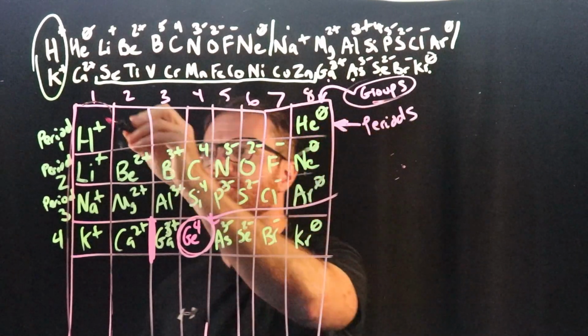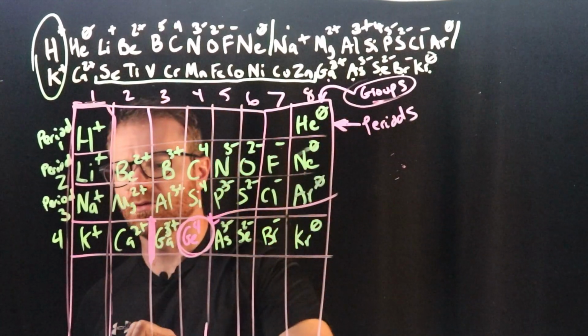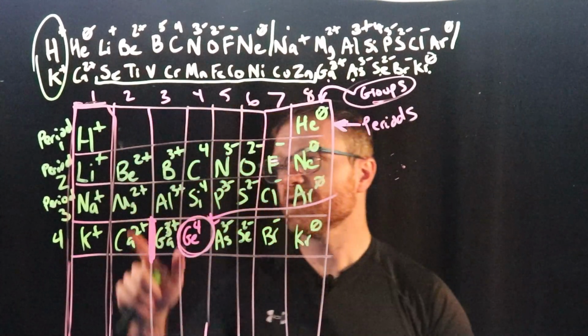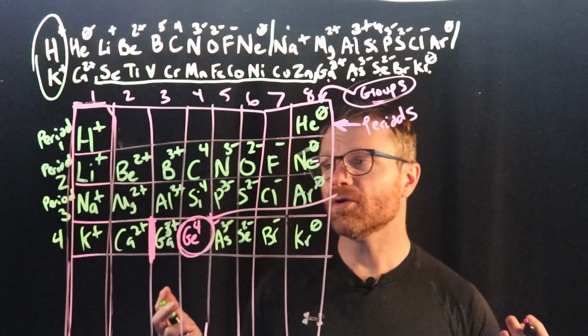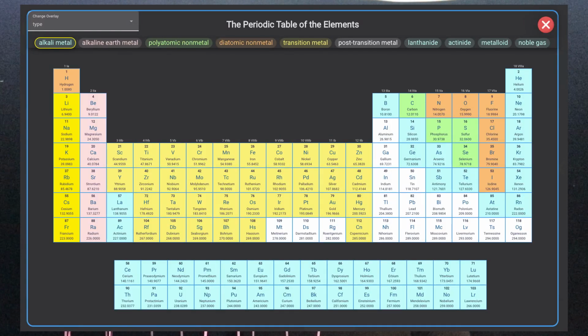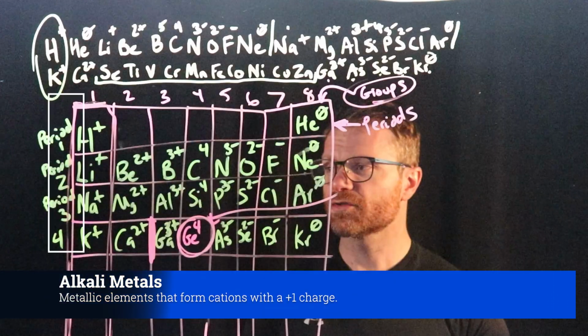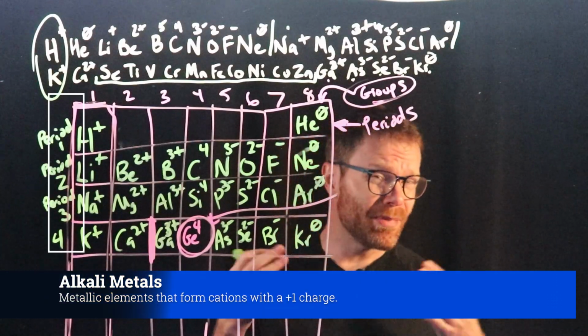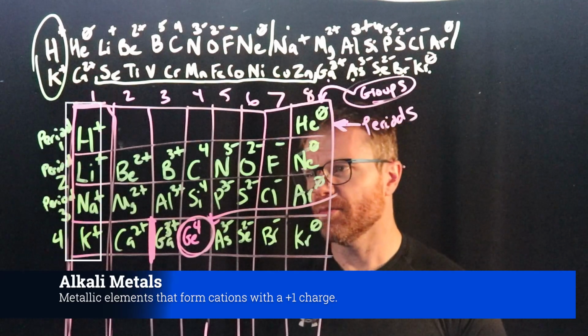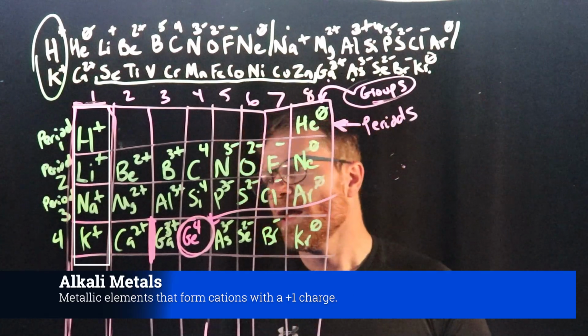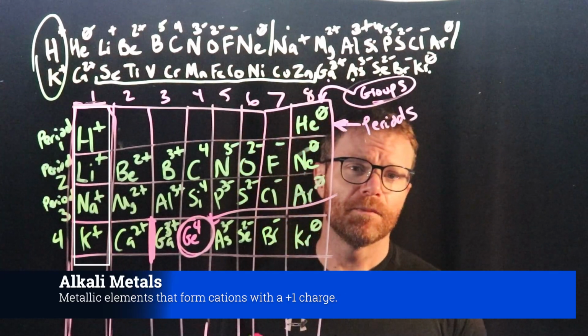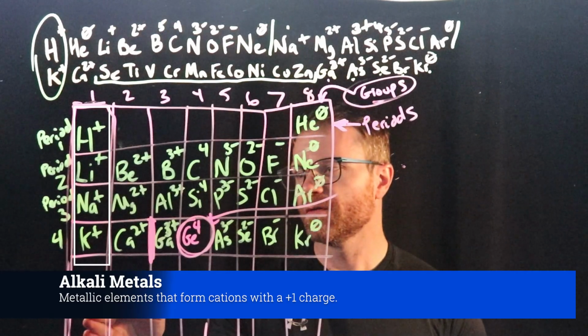This first group here, with the exception of hydrogen, are called the alkali metals. Alkali metals are all highly reactive because they just need to lose 1 electron to become stable. They tend to be metals. We'll talk about states of matter in a moment. And they tend to form cations with a charge of +1.